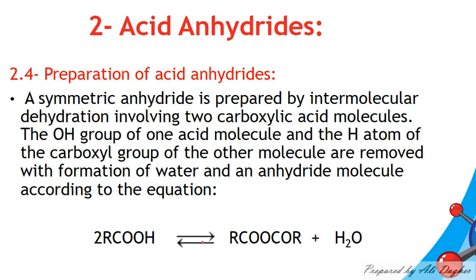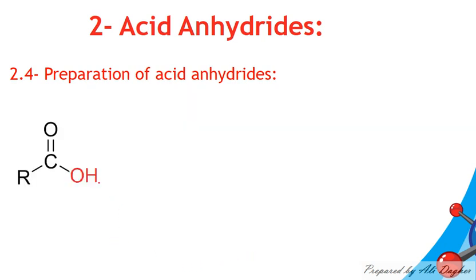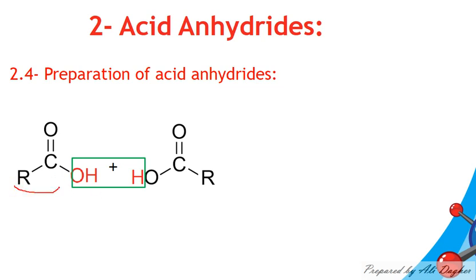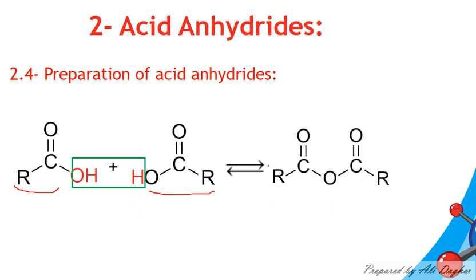From 2 acid molecules, we eliminate OH from one acid and H from the other acid, we obtain H2O and we obtain the acid anhydride. This general equation shows the formation of acid anhydride. This is the first acid, from it we eliminate OH, and this is the second, same acid, we eliminate from it the hydrogen. OH with H produce H2O, and the rest of the first acid is RC double bond O, and the rest of the second acid is RC double bond O single bond O. We obtain the acid anhydride plus H2O.